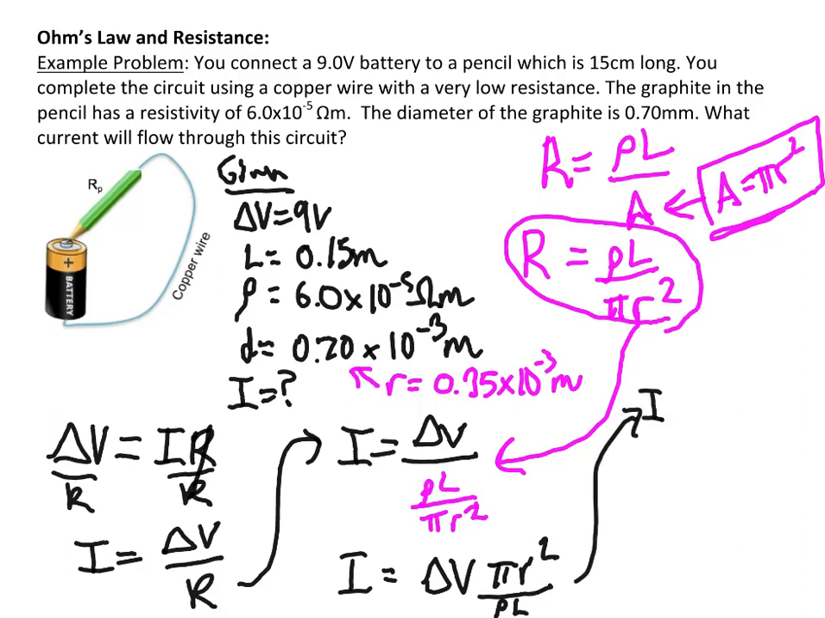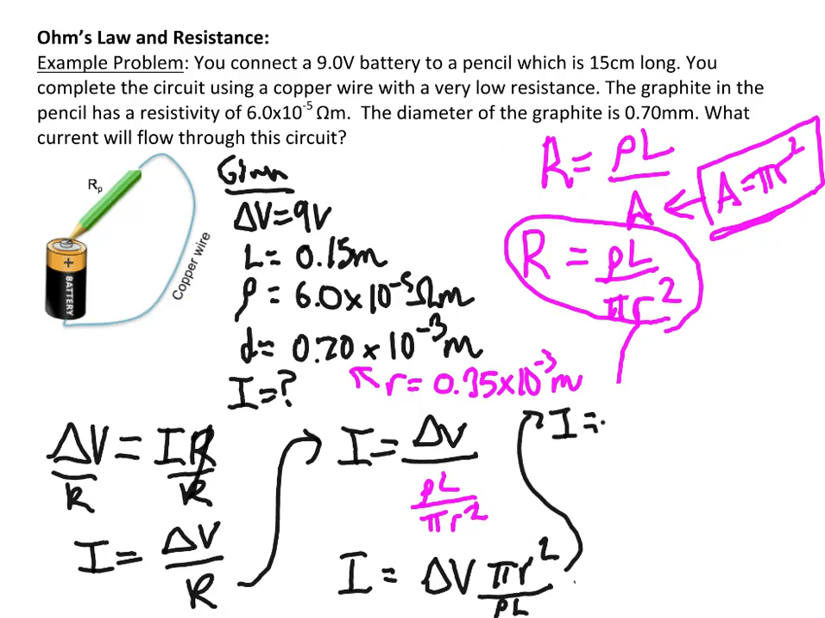So you can plug all your numbers in now. Delta V is 9. There's a pi. The R squared, so that's your radius squared. That's the point. Oh dear, I'm totally going to run out of space here. I'm going to erase some stuff to give myself a little more room. So, I think I'll erase a little more actually. Okay.